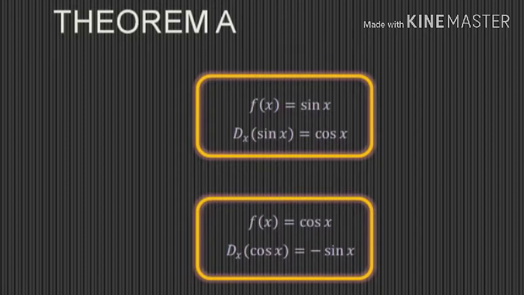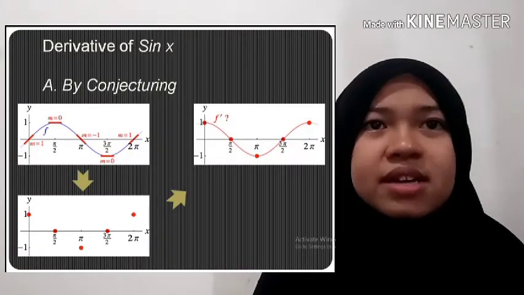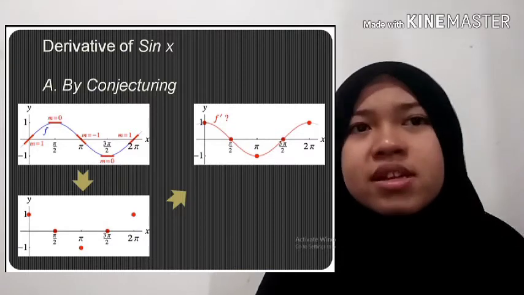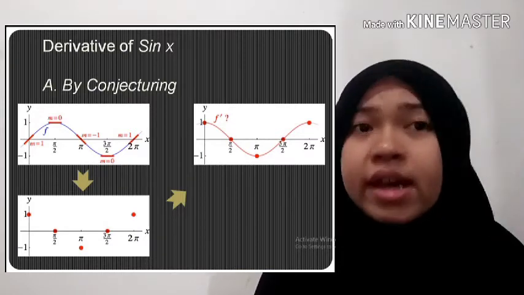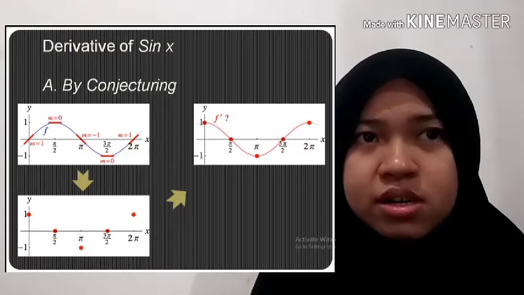Theorem A. f of x is equal to sine x. So how about its derivative? f of x is equal to cosine x. How about its derivative? The derivative of sine x, by conjecturing. Look at the first picture. When x equals 0, the slope of the tangent is equal to 1.